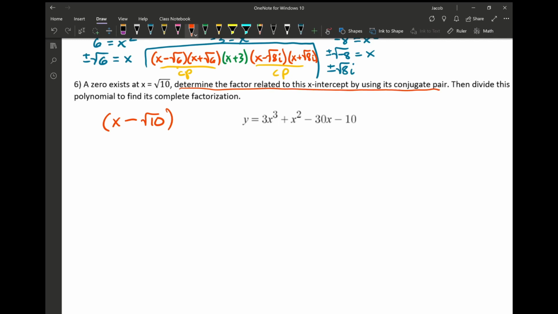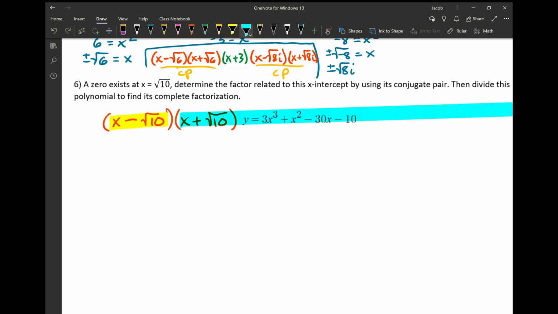It looks like we need to find the entire factor related to this x-intercept. Well, if this factor is supposed to have a conjugate pair, then its conjugate pair factor is radical 10. And the point I'm trying to make and drive home is that this factor, x minus radical 10, does not exist without its conjugate pair. If you have this 0, then you have its conjugate pair 0 as well. So they exist in tandem.